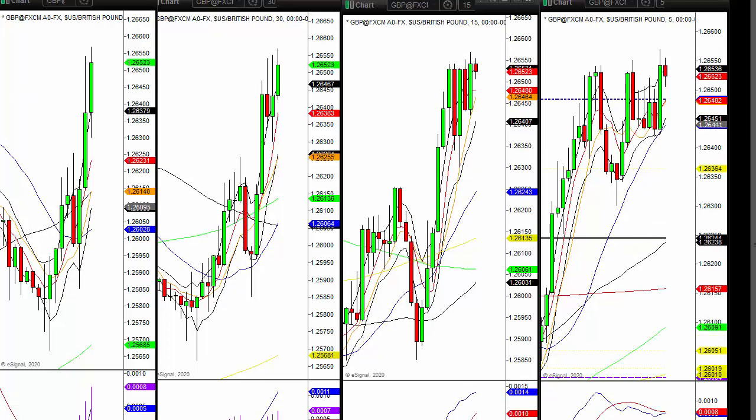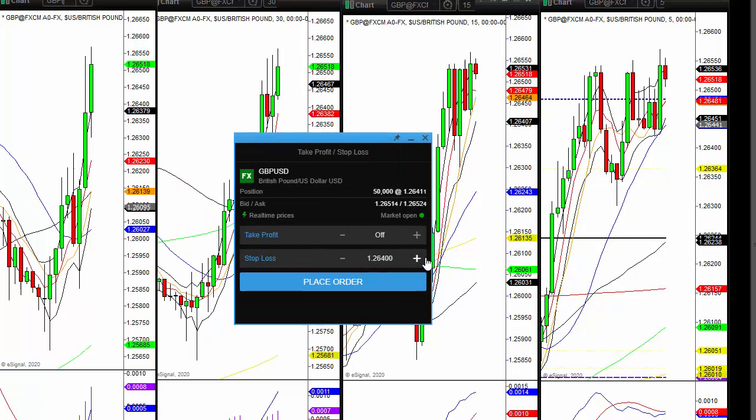Press pause. Okay, so we're just going to move the stop up to break even now. Now the pound's come up, so let's move this. Might as well bring this across, hadn't I? Right, let's move that stop up. Break even on mine is about 41.